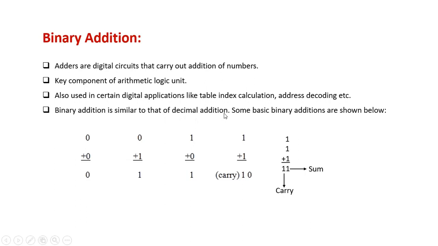It is similar to decimal addition. We have taken a few basic binary additions. If we add 0 with 0, we will get 0. 0 with 1 gives 1, and 1 with 0 gives 1. If we add 1 with 1, we will get 0 as sum and 1 as carry. If we add 1 three times, we will get 1 as the sum and 1 as the carry.